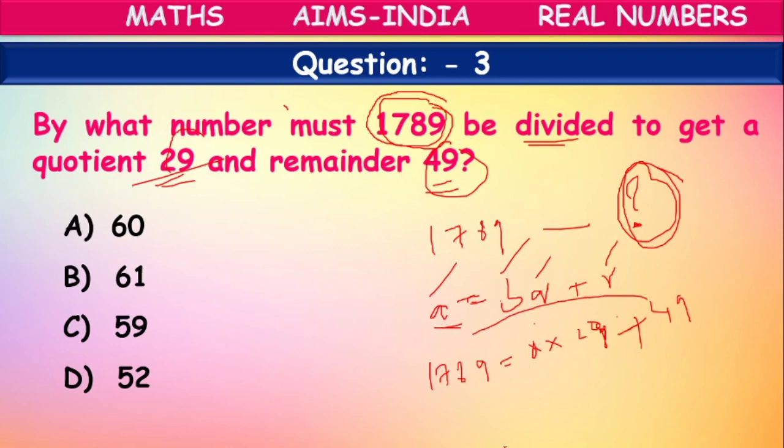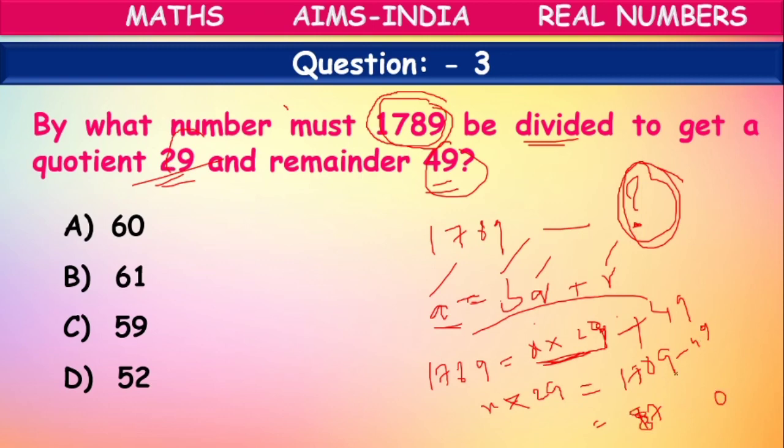So let's take plus 49 this side. So what will it become? X into 29 equals 1789 minus 49, since 49 comes this side, which is equal to 1700 and 9.